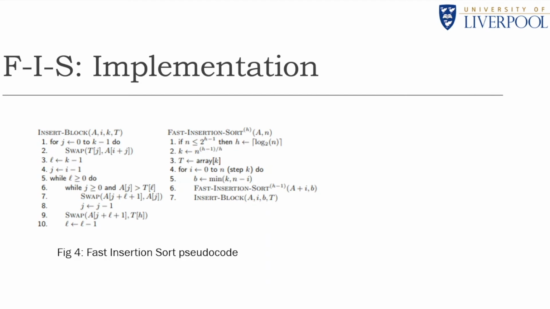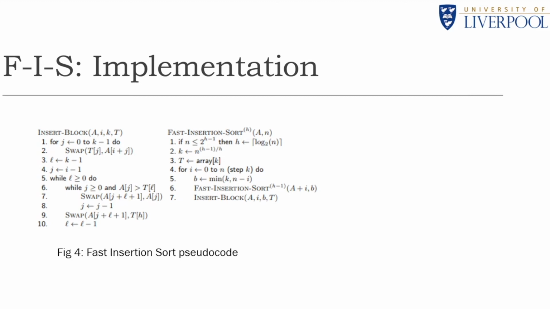Here we discuss the implementation of fast insertion sort. The fast insertion sort function on the right takes two arguments. The first is the array to be sorted, denoted by capital letter A, and the second being the number of elements the array contains, which is n.